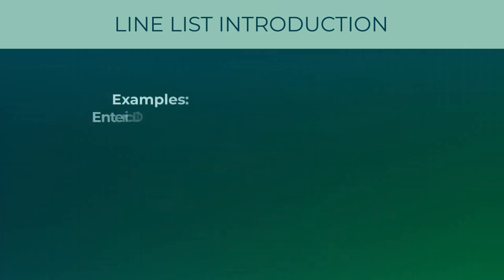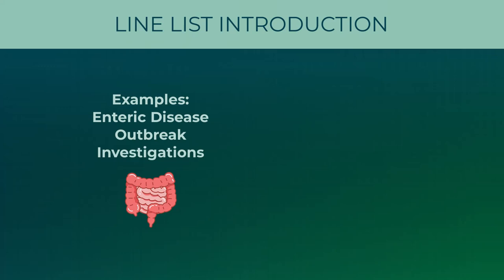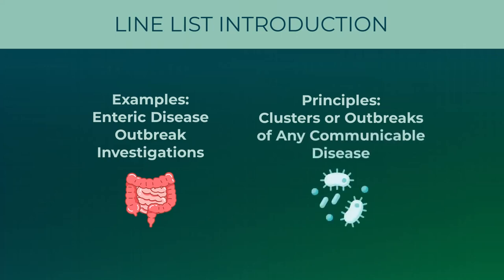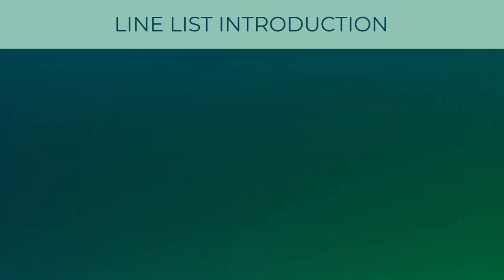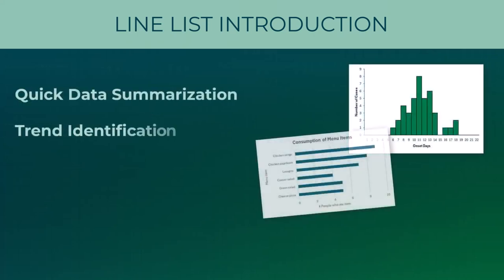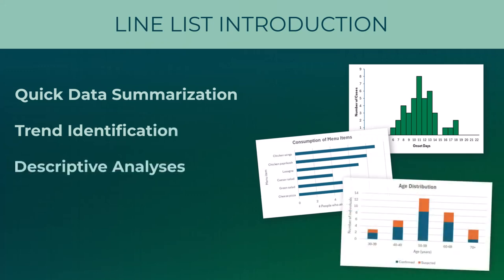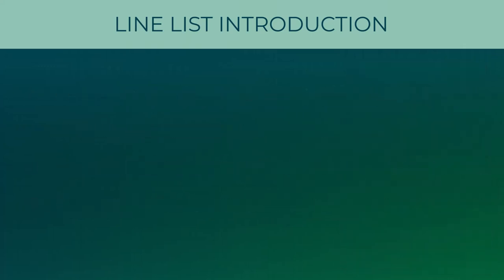The examples in this video will focus on enteric disease outbreak investigations, but the principles discussed can be applied to clusters or outbreaks of any communicable disease. Line lists facilitate quick data summarization, trend identification, descriptive analyses, and the creation of epidemic curves in outbreak investigations.